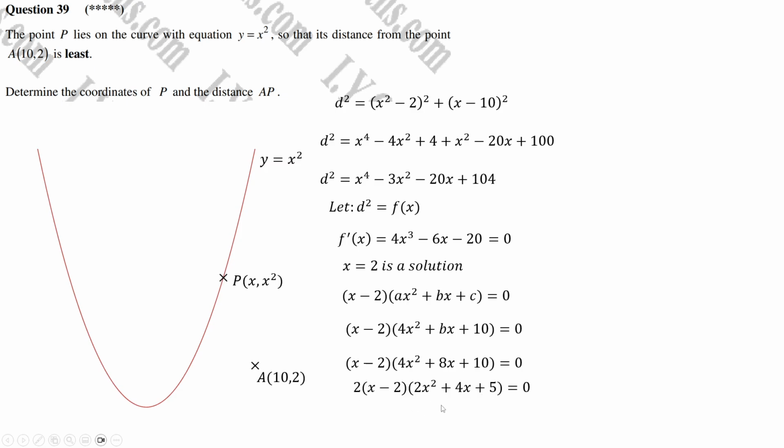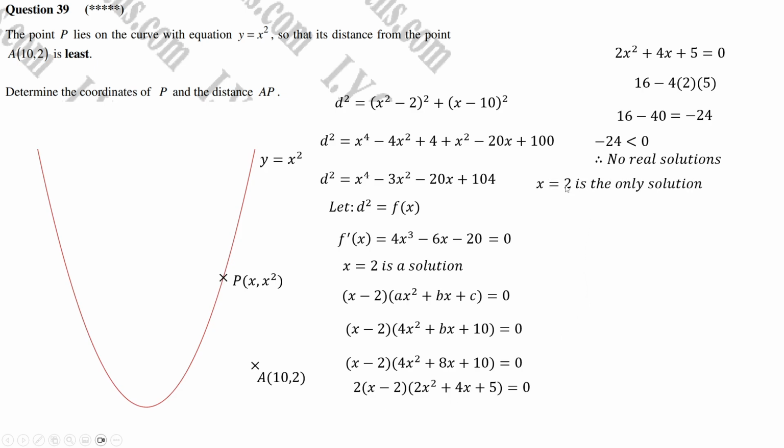This here could give us a few solutions. We don't know which one it'll be. We already know that one of them is x equals 2. So we just need to find out if this quadratic has any solutions. You can try factorizing it or put it into the quadratic formula. But the easiest way is to first calculate the discriminant, because we don't even know if it has any real solutions. We've got b squared subtract 4ac, so 16 subtract 4 multiplied by 2 multiplied by 5. This comes out as a negative, so it means this has no real solutions. So the only solution is x equals 2.